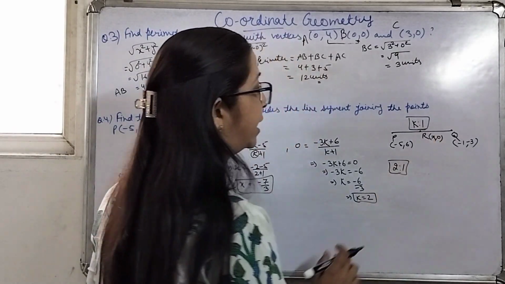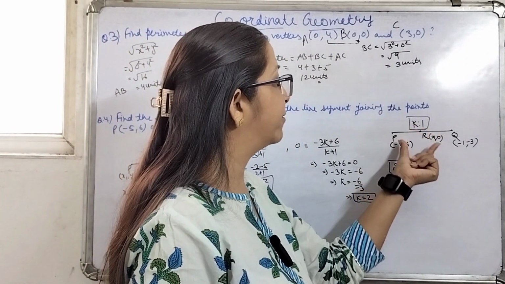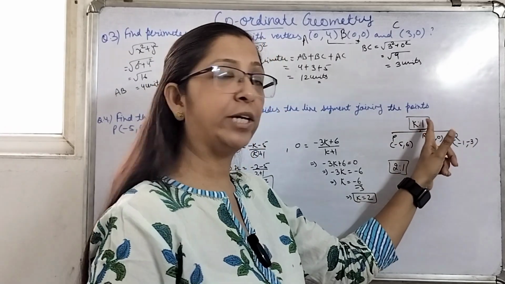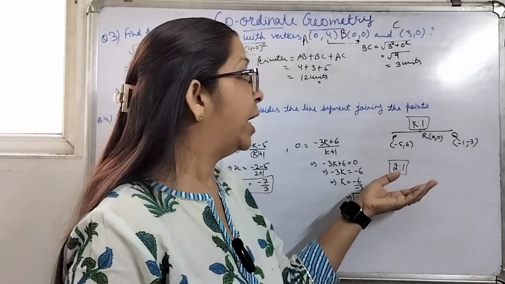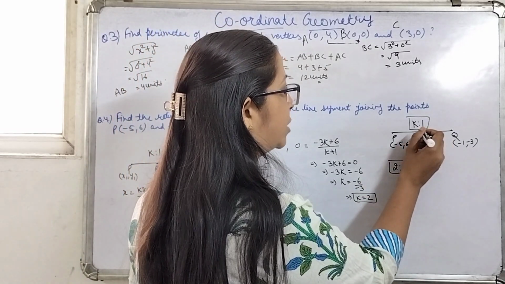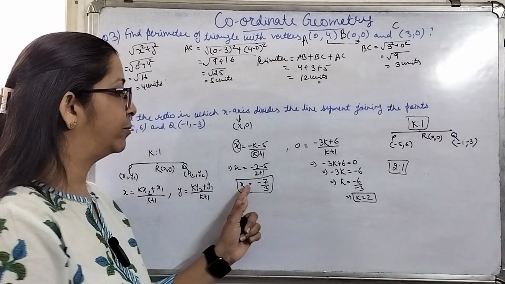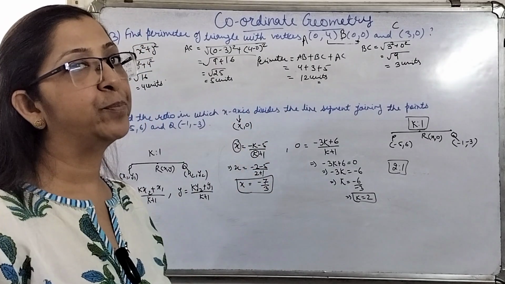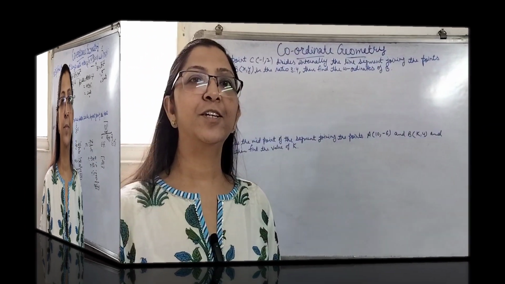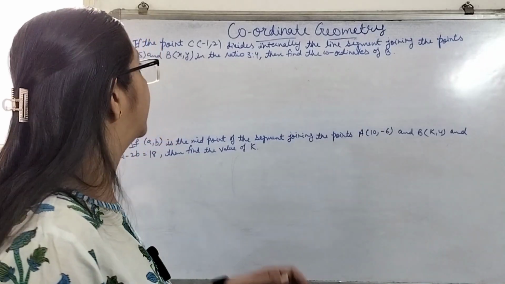This point which is lying on the x-axis will divide the line segment PQ into the ratio k:1, and value of k is 2. So it is your 2:1. And if you have to find the coordinates of this point, so the coordinates of the point will be -7/3, 0. So this is how we can solve the question. Now let's see another question.